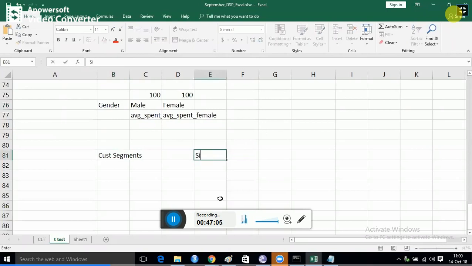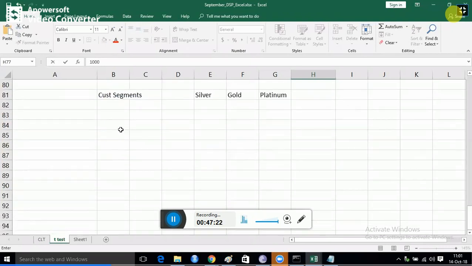I have got silver, gold, and platinum, and I've got 10,000 people. Let's say your challenge is to put these people in these buckets. It's based on the spends. That's one example. Let me tell you another example.